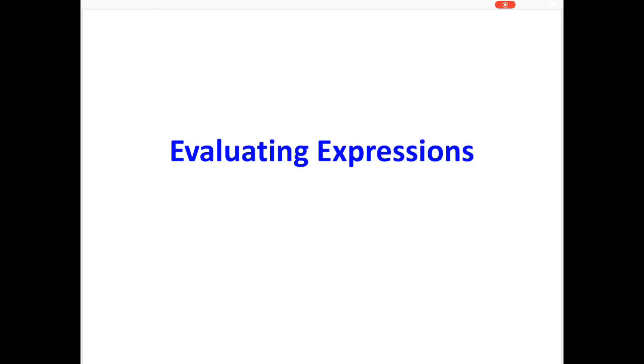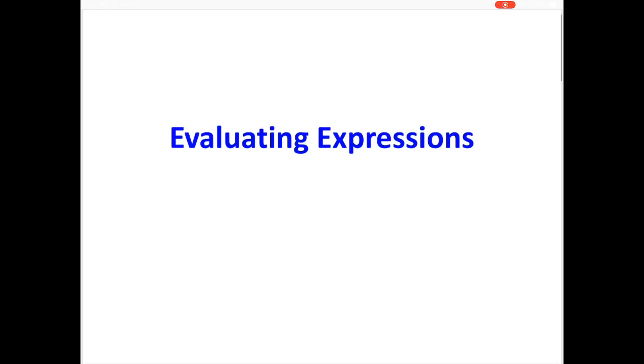Okay, so we are talking evaluating expressions. The key for evaluating expressions is going to be on the next slide. However, before we get there, the word evaluate in math typically means plug in and simplify. So let's take a look.